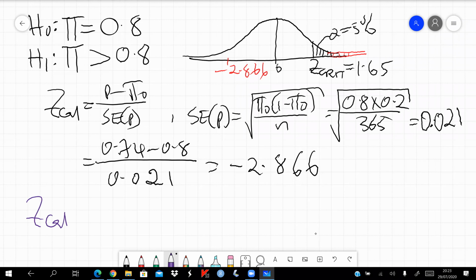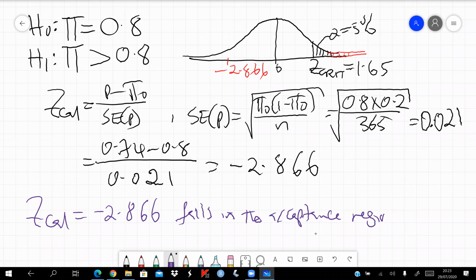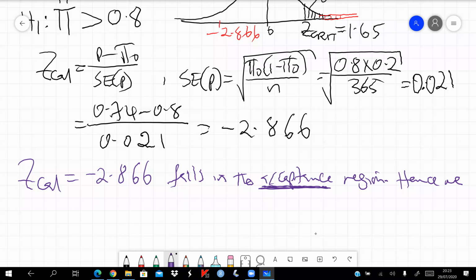So Z calc, which is about negative 2.857, falls in the acceptance region. That tells you what to do with the null hypothesis. Hence, we do what? We fail to reject. We never accept. We fail to reject the null hypothesis.